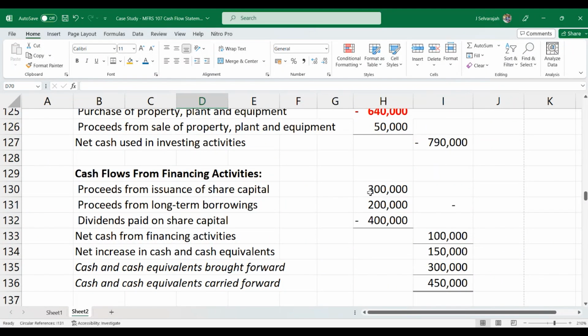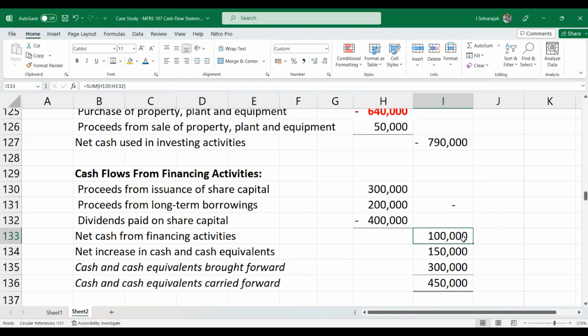You have issued share capital of 300,000. You have proceed from long-term borrowing of 200,000. You also have dividends paid on share capital. So dividends are a financing, remember? So the net cash from the financing is you receive 500,000, but because it is profitable, you paid out 400,000 as dividends back to the shareholders. So as a result of which, your net cash from financing is only 100,000.